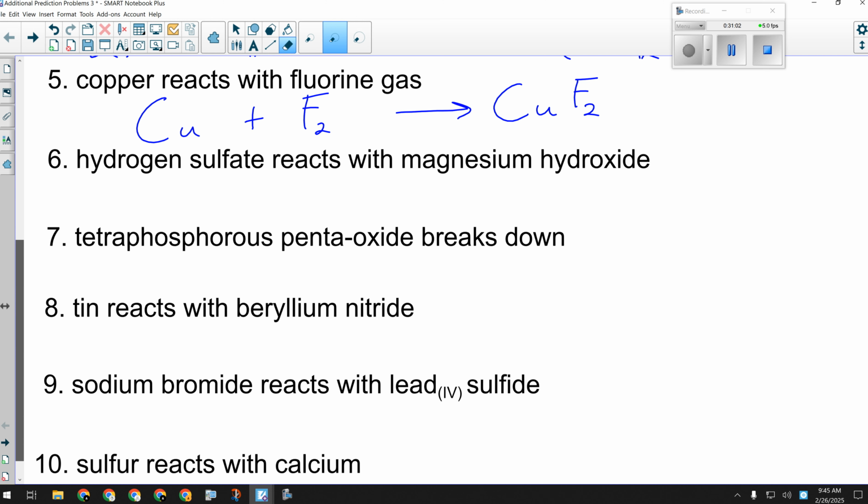And the reaction's balanced. So again, it doesn't come up very often. We've seen it twice in what, like 20 reactions. So it doesn't happen very often.